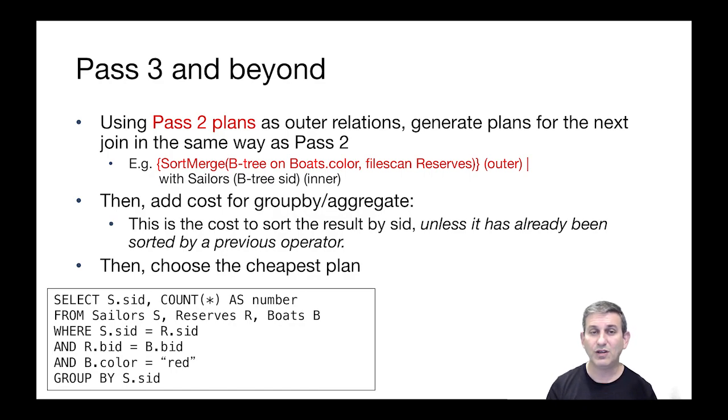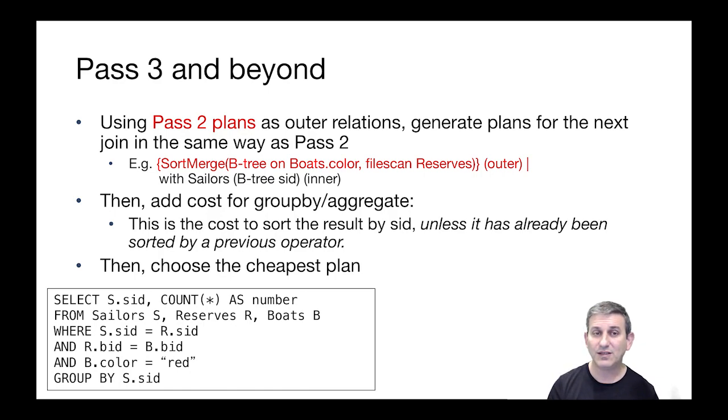So for example, we'll look at the best plan for boats, reserves, which might be a sort merge of a B tree and a file scan. And we might try to join that with sailors with a B tree on SID, okay, using, let's say, a hash join. After we get pass 3 done, we'll have all our tables joined together, and then we'll add the cost for the group by in the aggregate.